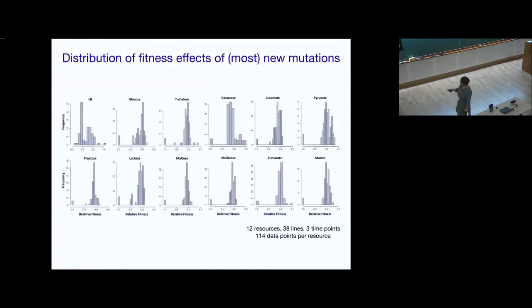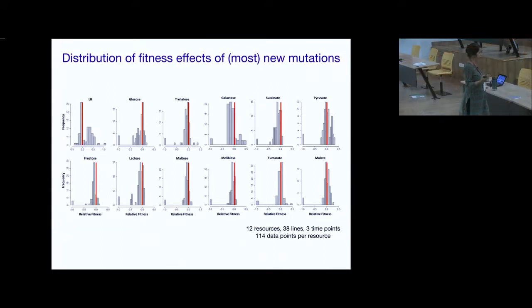And so just to show you, this is what the distribution of fitness effects of these mutations look like for all the resources we've measured. Just to remind you, we have 12 resources, 38 replicate lines, 3 time points, so about 114 data points per resource. I think these graphs are actually older, so there's fewer points here, but they don't look too different. The other point I want to highlight is this red line is at 0, which suggests that these mutations are neutral.